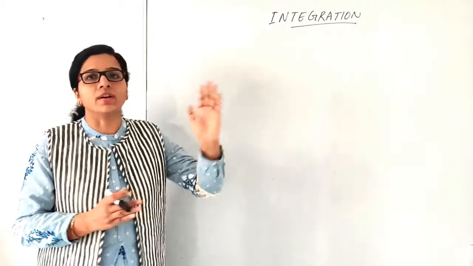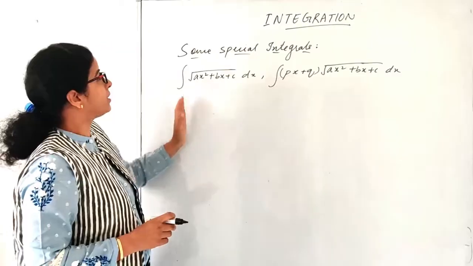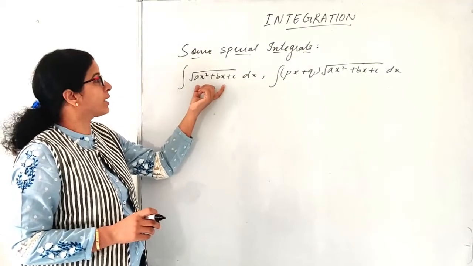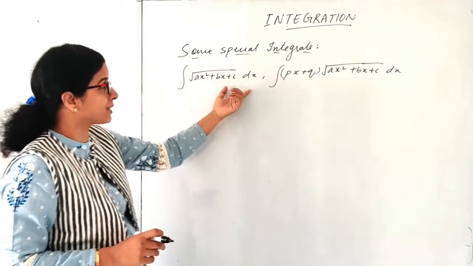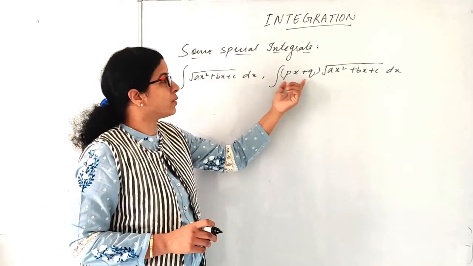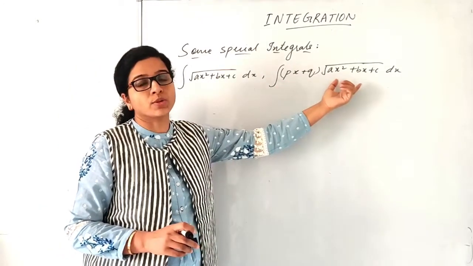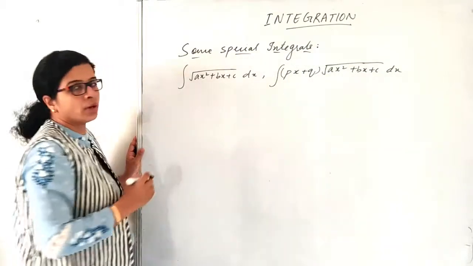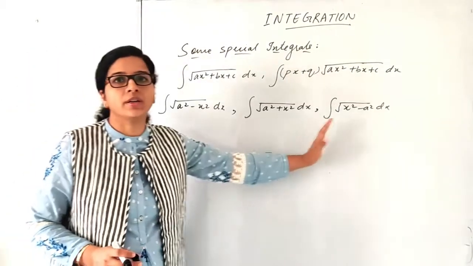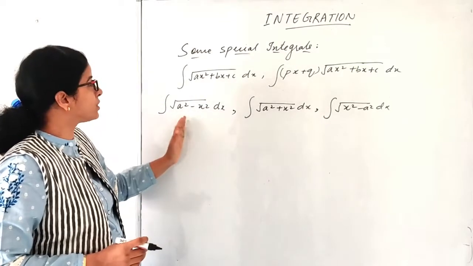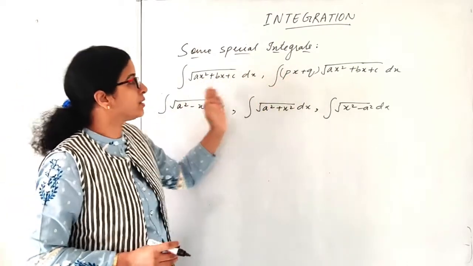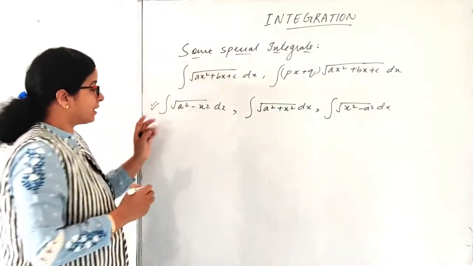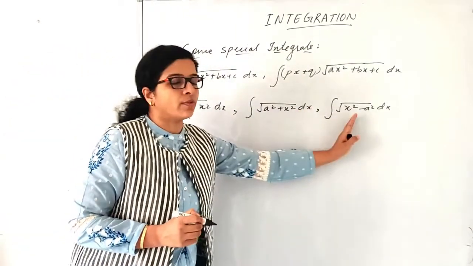So first of all, we'll learn some special integrals. Under some special integrals, we will study integration of under root ax square plus bx plus c dx and integration of (px plus q) into under root ax square plus bx plus c dx. First we will obtain the formula for these special integrals, and then we will use these formulas to find the integrals of these, right? So let us get started with this, and the same way we can obtain the formula for the other two.